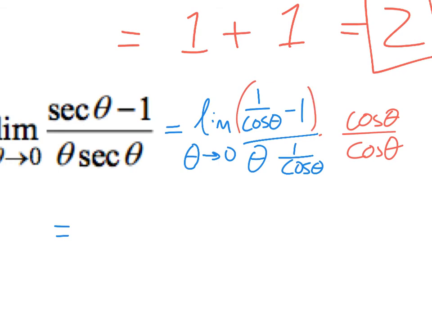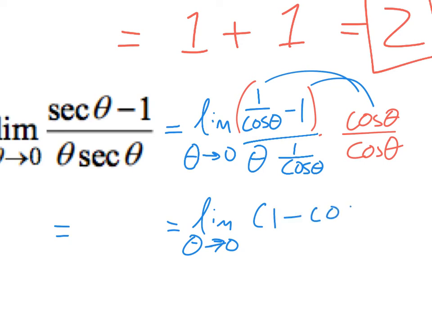So here we got to distribute that thing. So we get a limit as theta goes to 0. And we'll distribute this guy. Cosine theta times 1 over cosine theta is 1, minus 1 times cosine theta. And this on the bottom is theta. These are going to cancel.